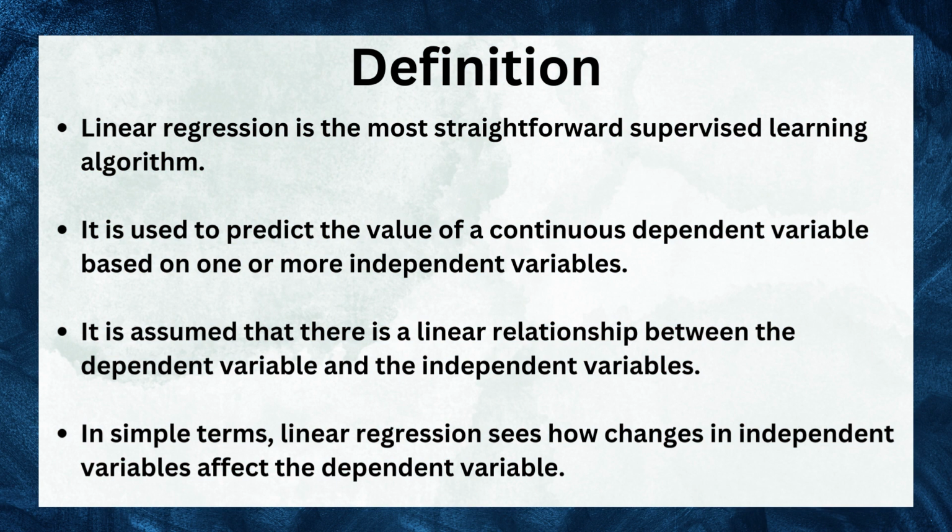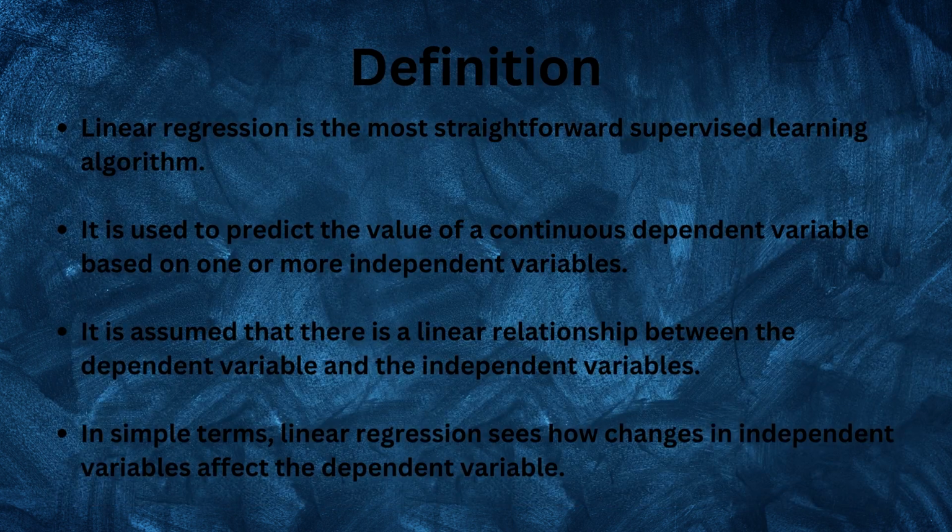Linear regression is used to predict the value of a continuous dependent variable based on one or more independent variables. We have covered dependent and independent variables in the previous video on supervised learning. And it is assumed that there is a linear relationship between the dependent and independent variables in linear regression. In simple terms, we can say that linear regression sees how changes in independent variables affect the dependent or target variables. Now, let's understand visually how linear regression works.